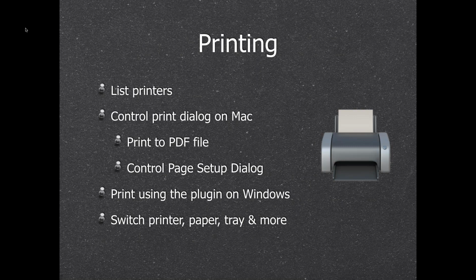And then we can do a lot around printing, like listing the printers. We can control the print dialog on Mac and Windows. So you can choose which printer to use for the next print, which paper from a given tray, and a few other options. So you can have, for example, a document being printed where the first page uses a nice paper, the second page is normal paper, and maybe at the end you have a paper with some coupon on it. So you can use different trays.